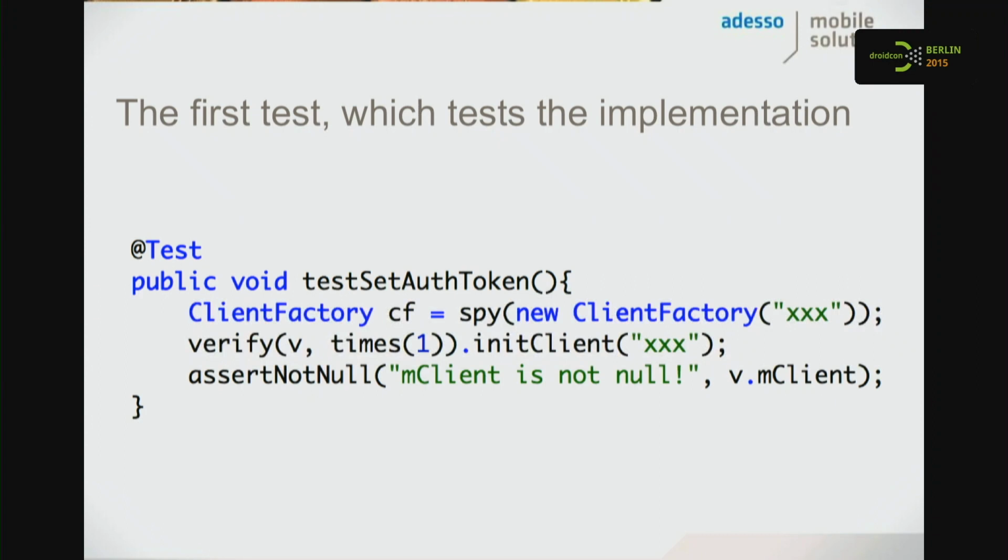And that's the test of the code. He creates a spy with Mockito on the client factory, gives in the auth token, and then he verifies that the init client with the auth token parameter is called one time, and that the client is not null. Who can tell me what's wrong with this code?